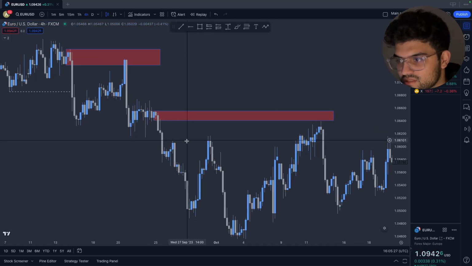Now, sometimes you're also going to get liquidated. For example, something like this. This was a supply zone, but as you can see, we went above it. And why did we go above it? Because there's an imbalance, a fair value gap. So make sure to check out the fair value gap episode if you haven't already. But there's a fair value gap right here. So it fills in that imbalance and then goes down.